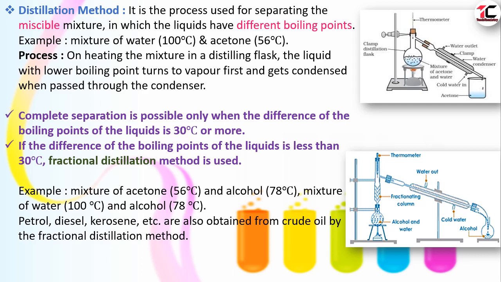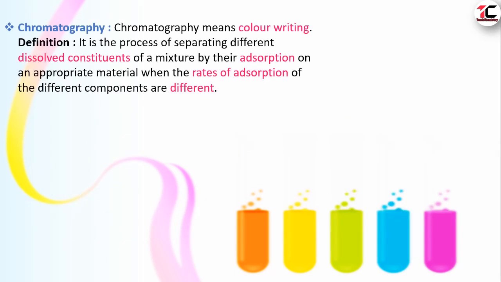Let us move to the next method, chromatography. What is chromatography? Chromatography means color writing. It is a process of separating different dissolved constituents of a mixture by their adsorption on an appropriate material when the rates of adsorption of the different components are different. Here the key point is rates of adsorption. That means one will adsorb first, the second will adsorb later on.